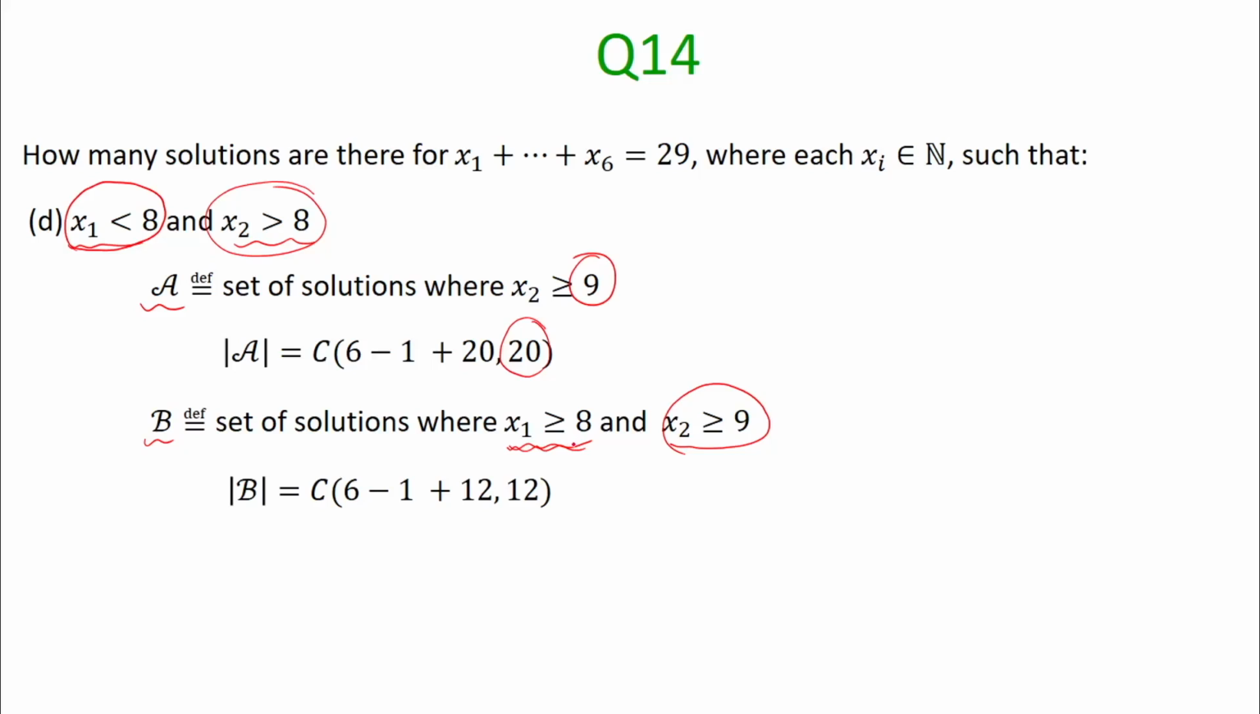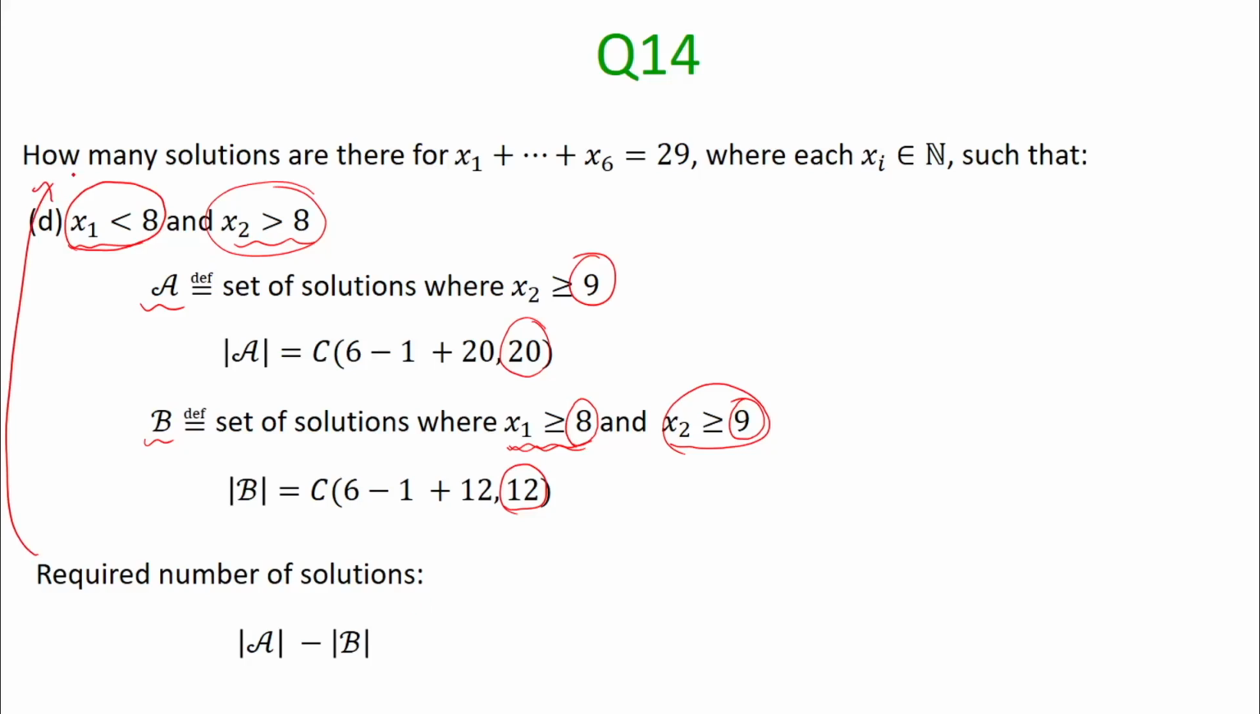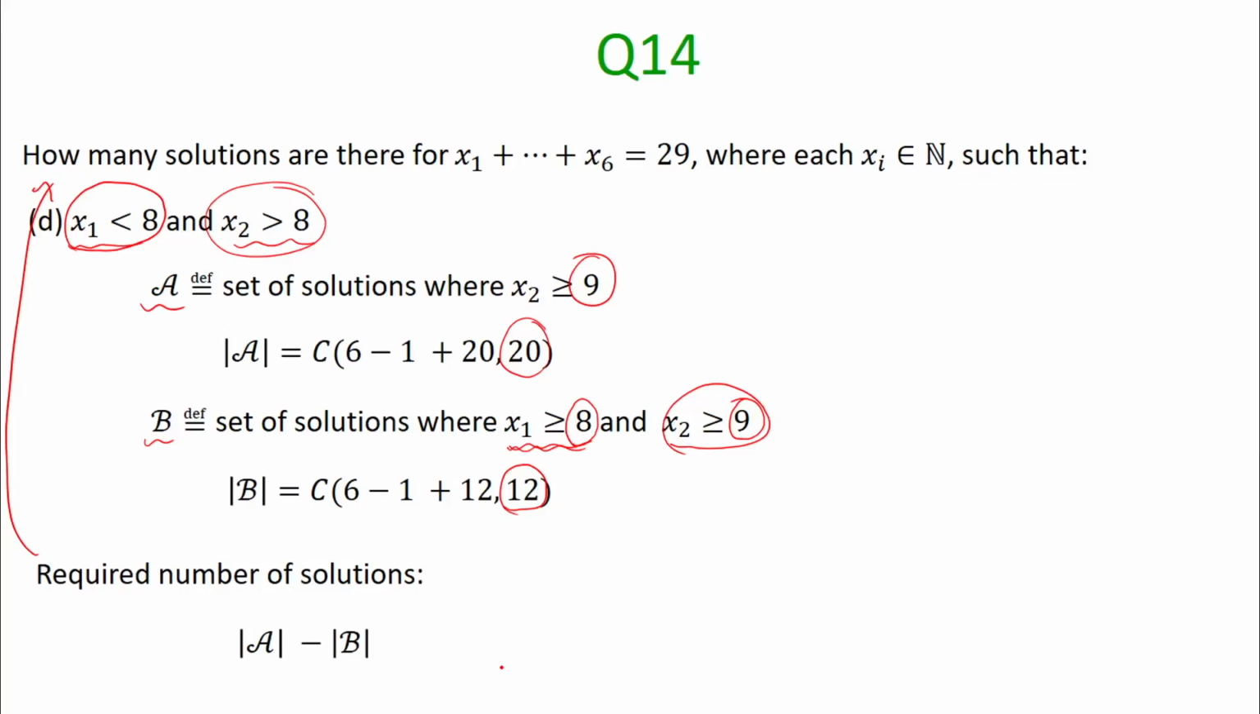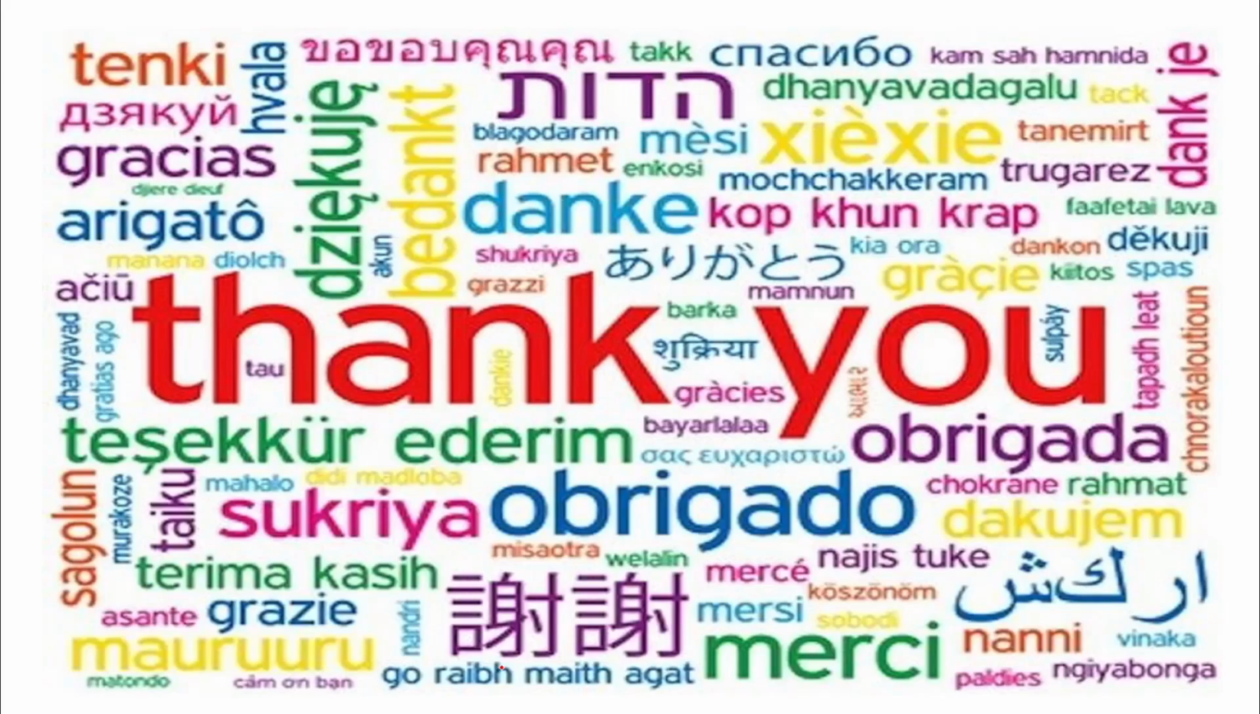because if I am supposed to satisfy x1 greater than or equal to 8 and x2 greater than or equal to 9, that means I have already picked 17 bills. My goal will now be to pick 12 more bills from bills of 6 types without any restrictions. This will be the number of ways, or the number of solutions. And as I said, from the interpretation of the sets A and B, the required number of solutions is the difference of these two cardinalities, which we can easily find out. So with that, we finish our tutorial number 6. Thank you.